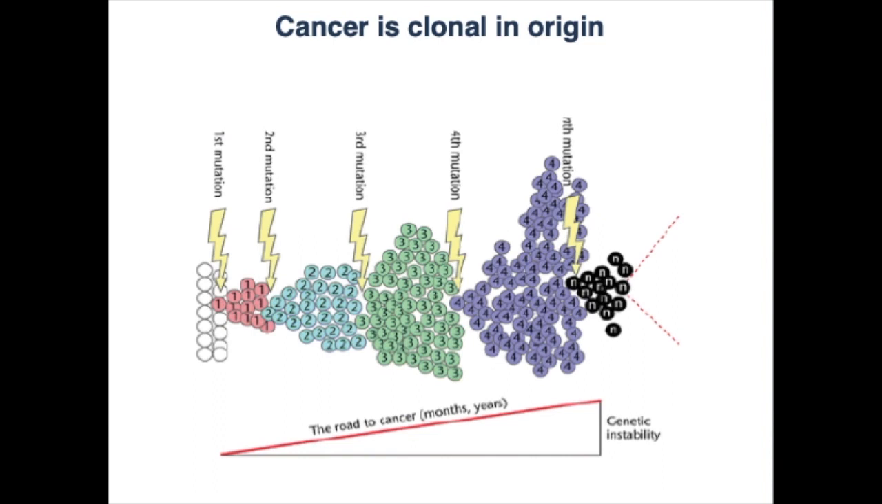As a result, cell masses grow and expand, affecting surrounding normal tissues, such as in the brain, and can also spread to other locations in the body, metastasis. However, it's important to remember that most common cancers take months and years for these DNA mutations to accumulate and result in a detectable cancer.